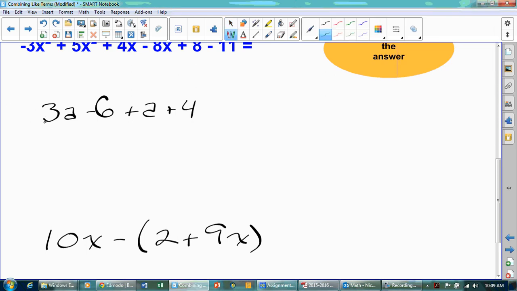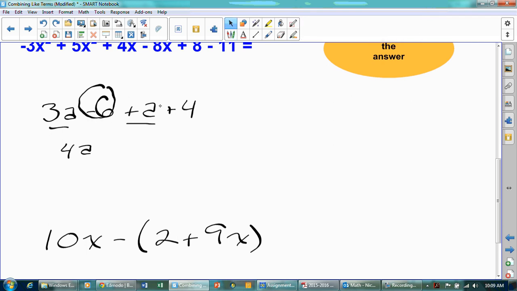Okay, so we've got 3a plus 1a. So 3 plus 1 is 4a. Oh, that's actually a word. And we've got negative 6 plus 4. So negative 6 plus 4 would be negative 2. Remember, just because it's subtraction, we look at the term individually. That's negative 6. And so that's our answer.